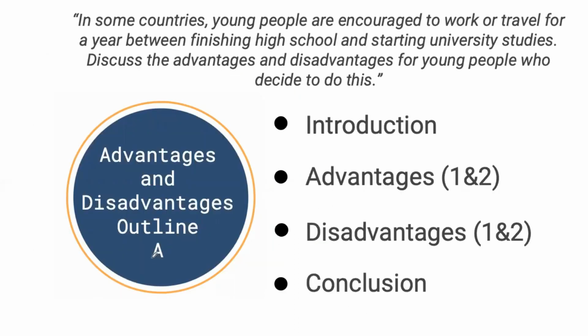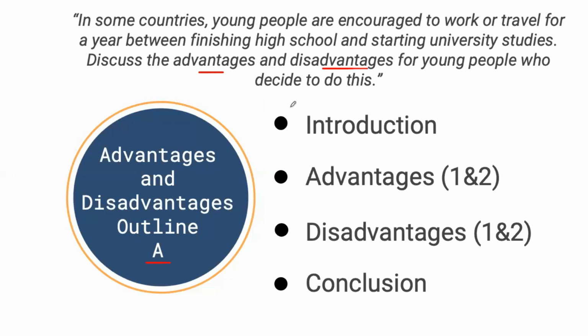Now, this is the first type of outline. I'll call it outline A, and let's just go ahead and read the question. In some countries, young people are encouraged to work or travel for a year between finishing high school and starting university studies. Discuss the advantages and disadvantages for young people who decide to do this. Okay, so this is quite clear. In fact, this is the most basic advantage and disadvantage essay type.